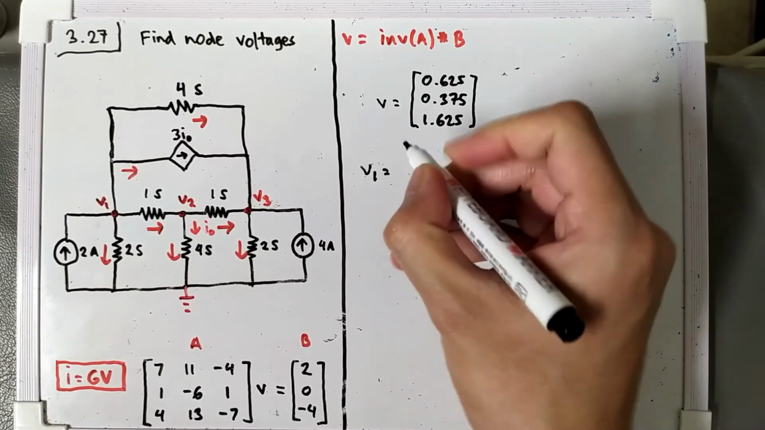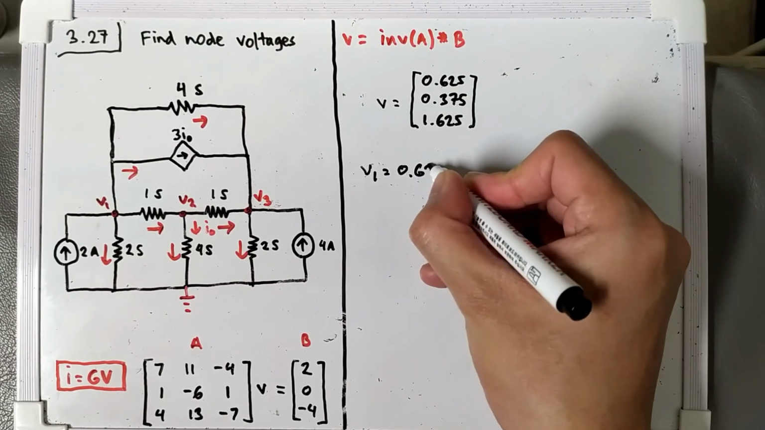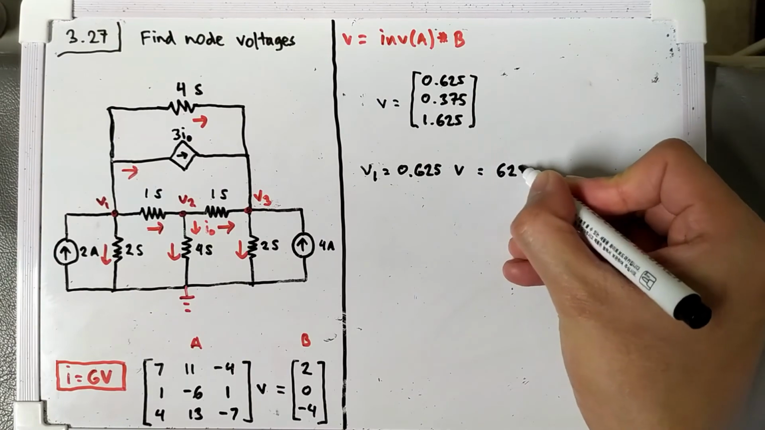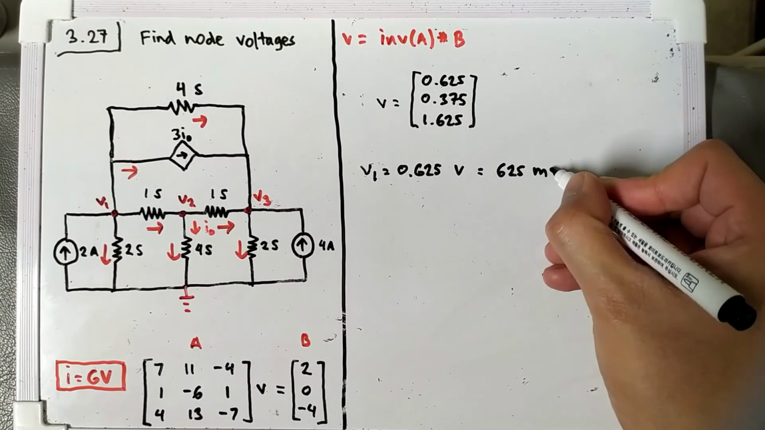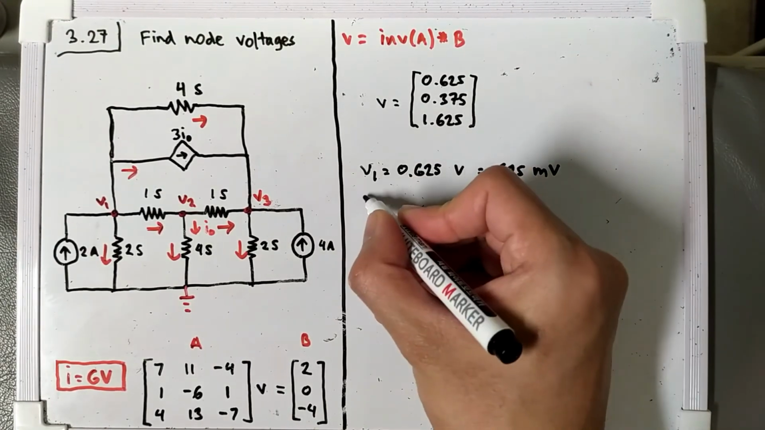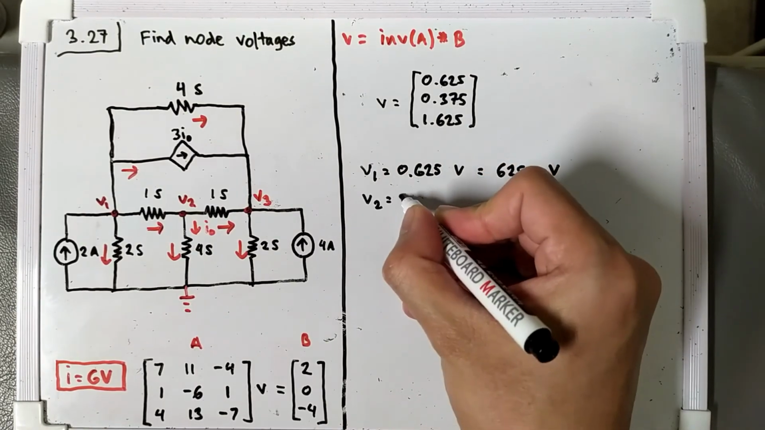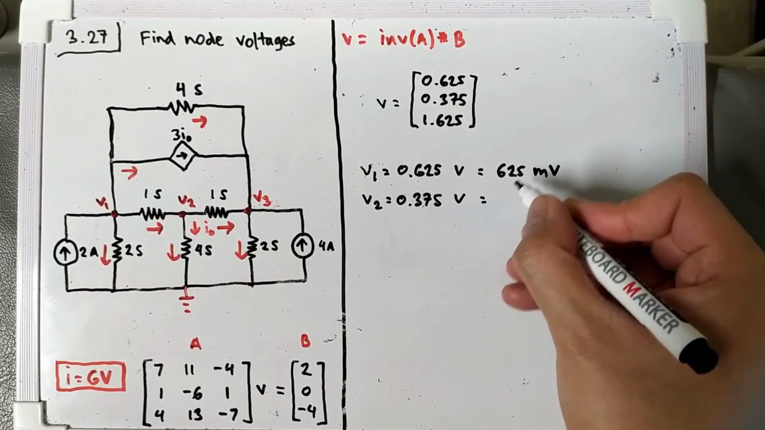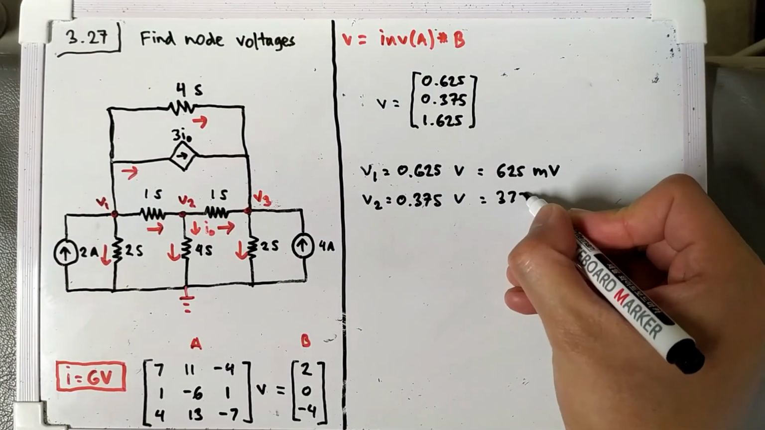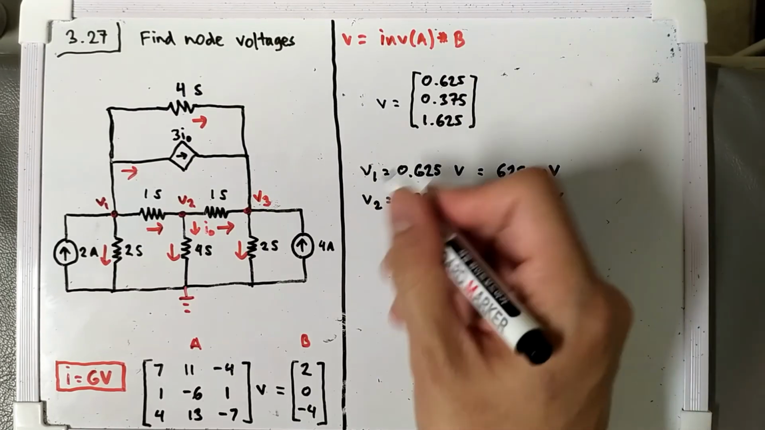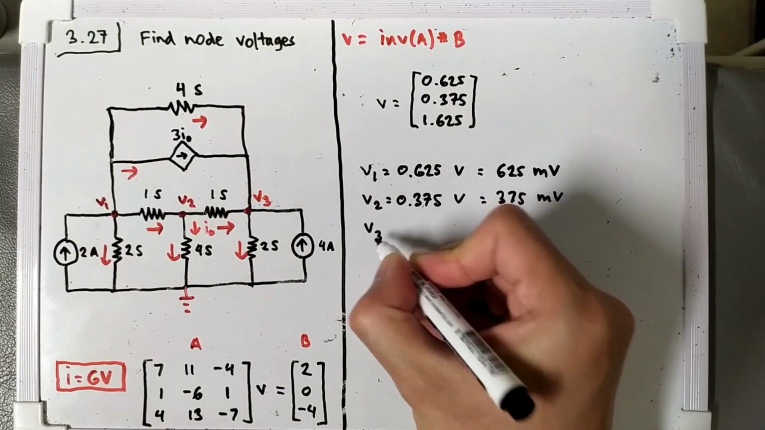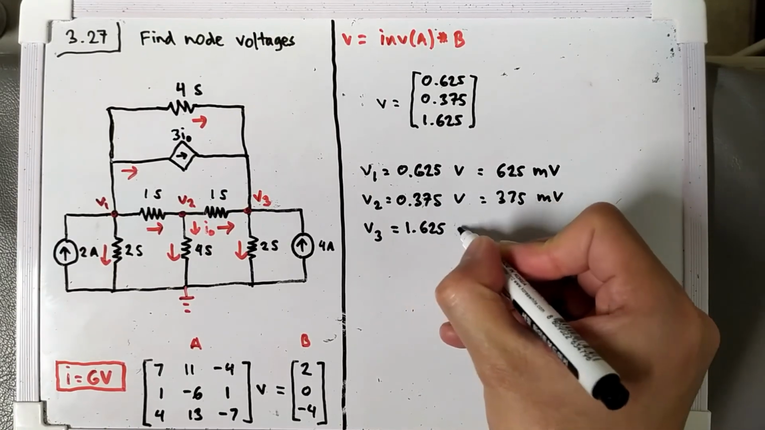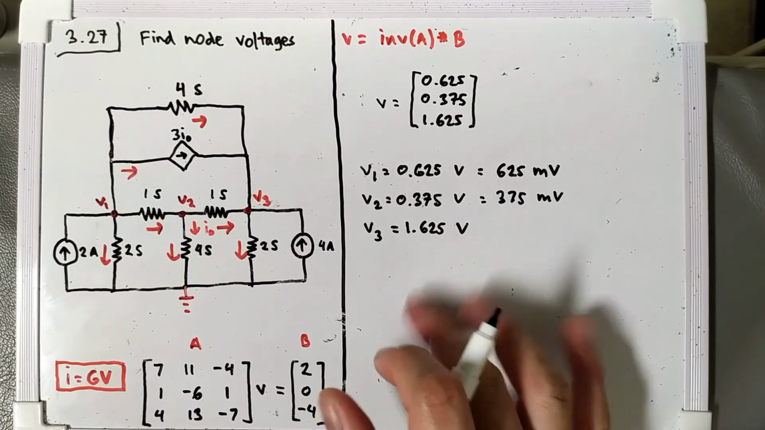So V1 is 0.625 volt, or we can write it as 625 millivolt. For V2 we will have 0.375 volt, or we can write it in millivolt like this. And for the last one, V3 is 1.625 volt. And this is our final result.